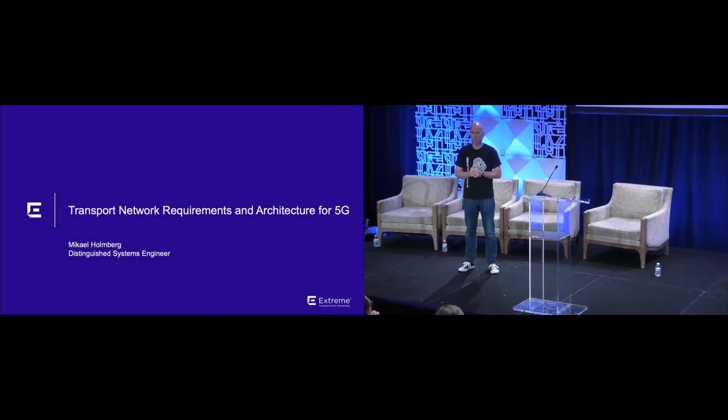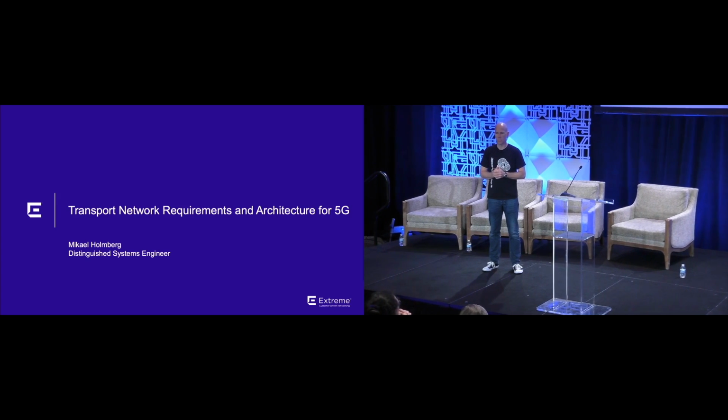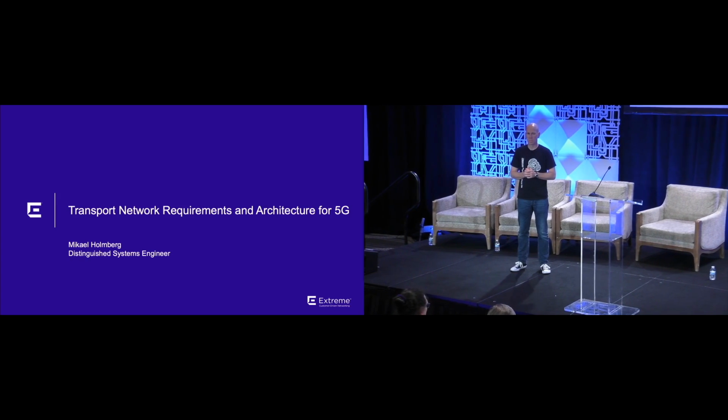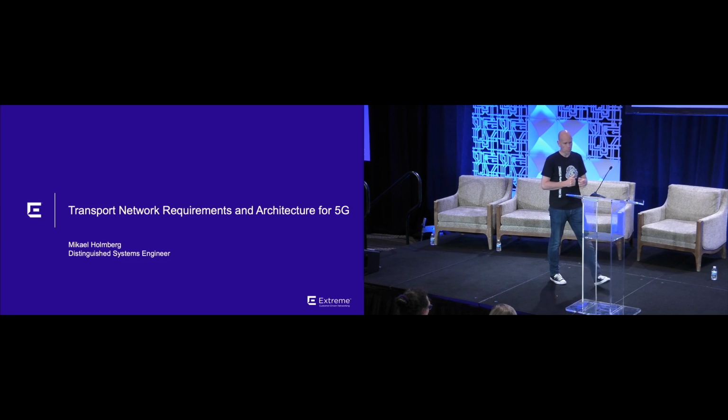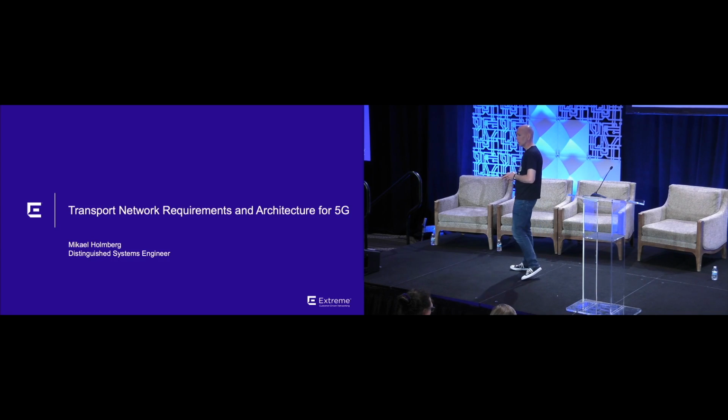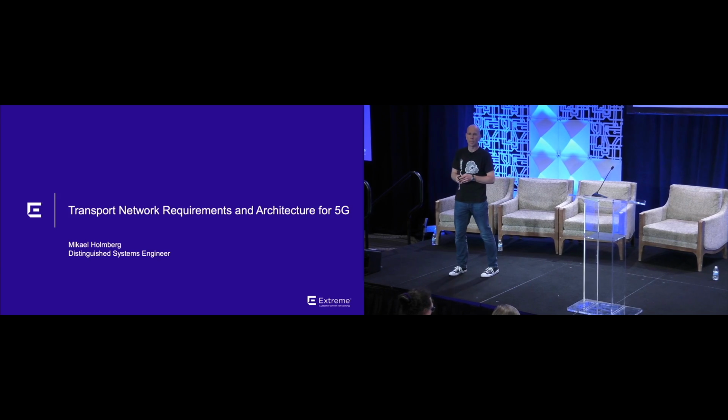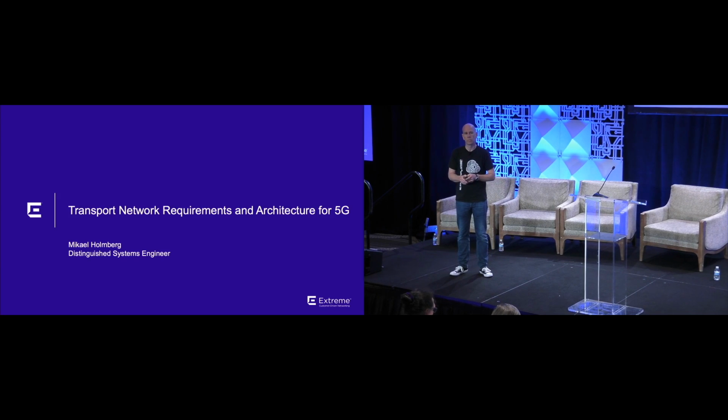So what if this presentation is done remotely? What if actually what you see on the stage is not me in person? It's a hologram image of me. Is this science fiction? Probably not. So what I'm actually going to talk about is the transport network requirements and architecture for 5G.